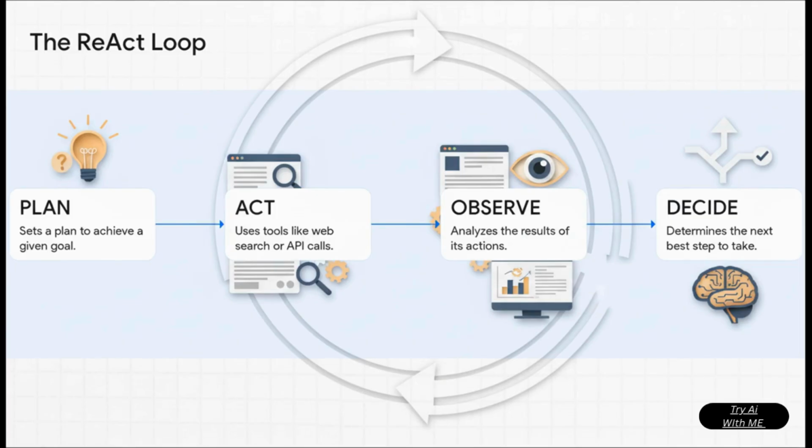So how does an agent actually think? Well, it runs on something called the ReAct loop. It starts with a goal, makes a plan to get there, then it acts by using tools like a web search. After that, it observes the results of what it just did, and finally, it decides on the next best step. It's this constant cycle, plan, act, observe, decide, that makes it so powerful. It's basically reasoning plus acting over and over again.